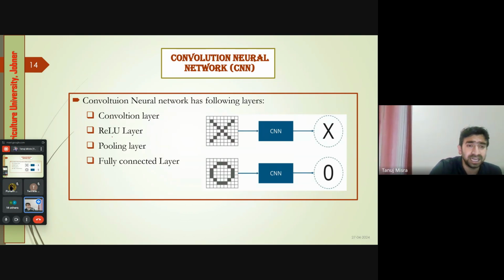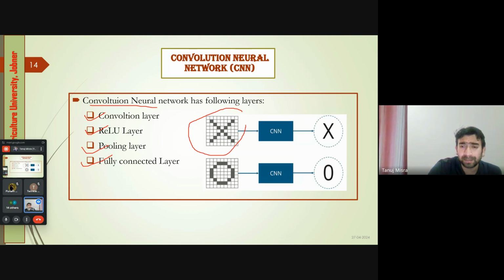So there is a basic network, that is convolution neural network, and it consists of 4 layers: convolution layer, ReLU layer, pooling layer, fully connected layer. Just listen to it. Okay. So here, what happened? This is one particular structure.